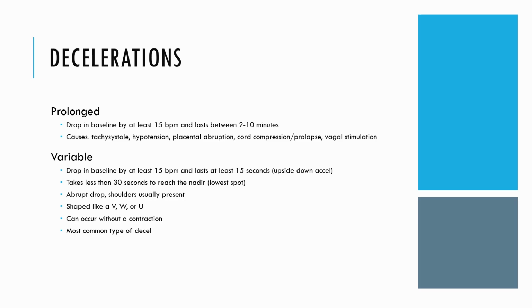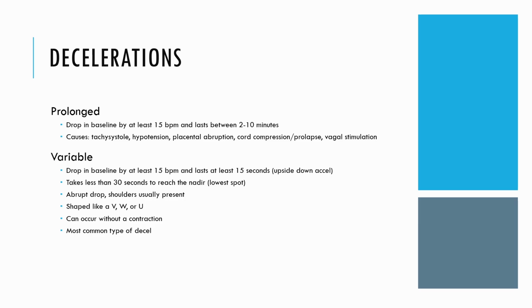Another thing with a variable decel is that it takes less than 30 seconds to reach the nadir. The nadir is the lowest spot that your heart rate meets during the deceleration. So when we do this in class, we're going to identify where the nadir is, and we're going to count how many seconds it takes to reach that. If it's less than 30 seconds, it's a variable. Variables are abrupt. They drop fast. That's why it takes less than 30 seconds to get to the lowest drop.